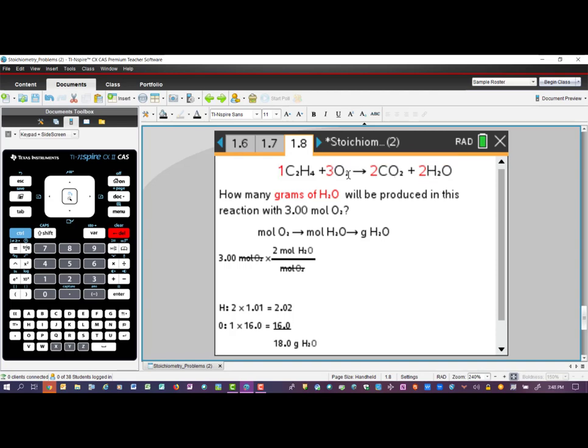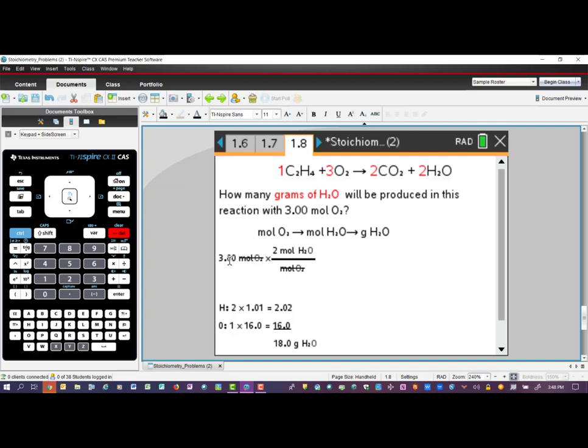Remember, I have to go through that mole to mole ratio first. I cannot just jump from moles of oxygen to grams of water. So keep that in mind if I'm going from one side to the other. Mole to mole ratio first. I gave you a little hint here. You go from moles of oxygen to moles of water, then to grams of water. Sometimes it may help to write this out when you're working through these problems.